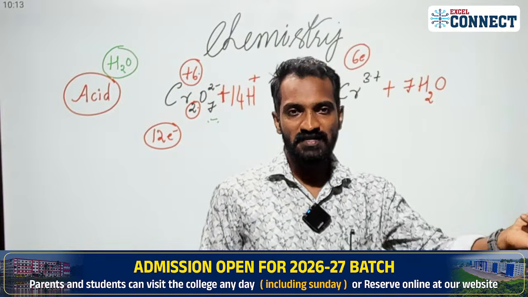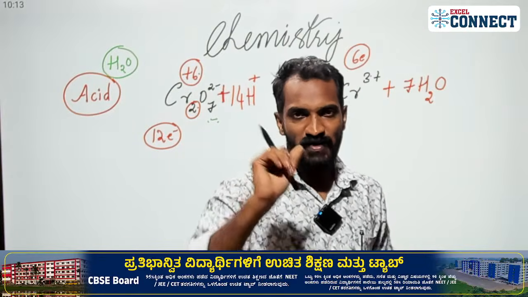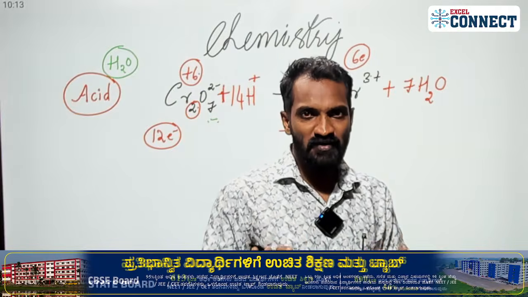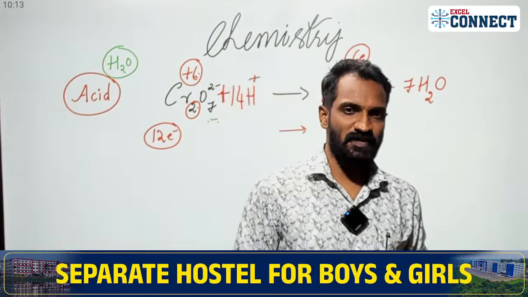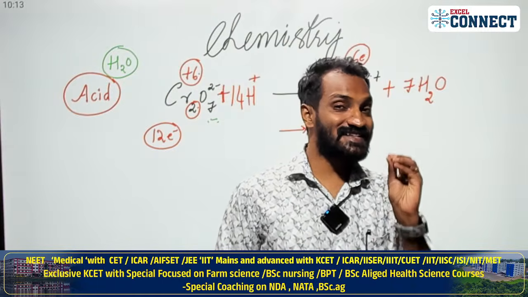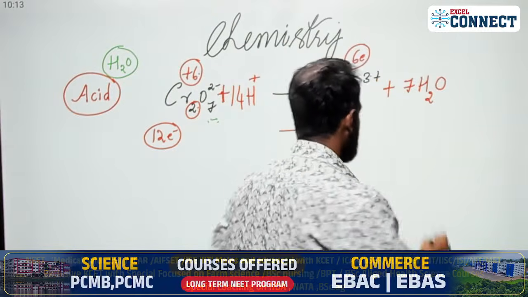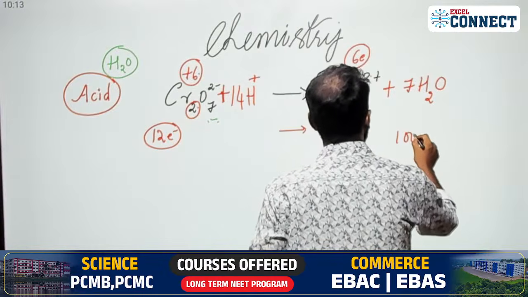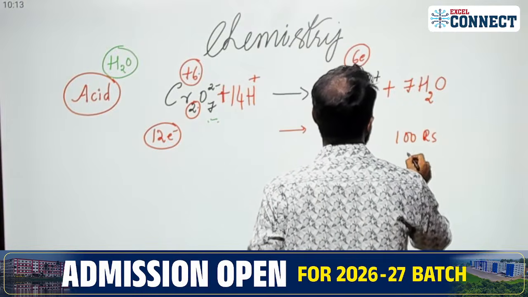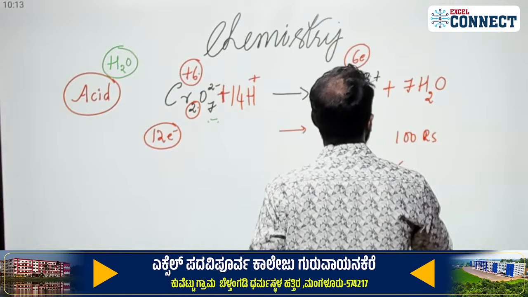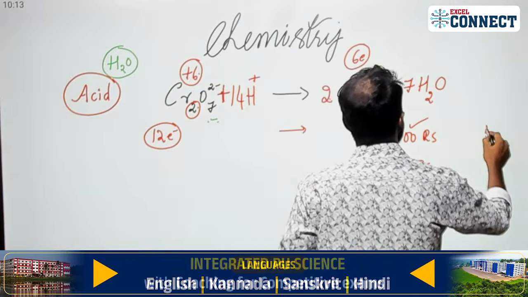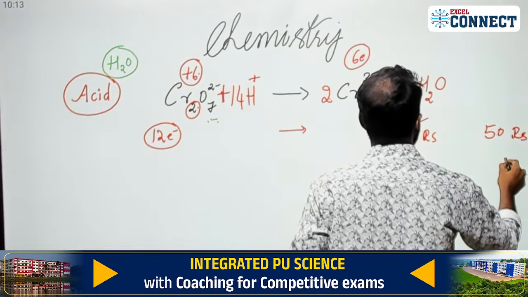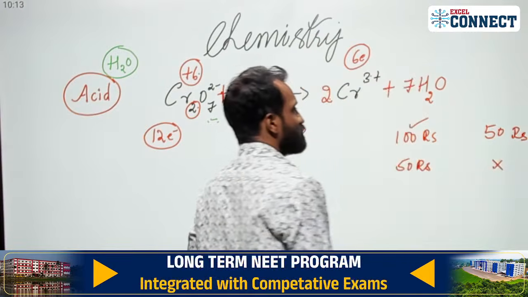And one more guy was there, no? He needs 50 rupees only. For him I am not giving a single rupee. Clear? That is the thing, my dear students. The one who needs 100 rupees, for them I am giving 50. The one who needs 50 rupees, I am not giving a single rupee.